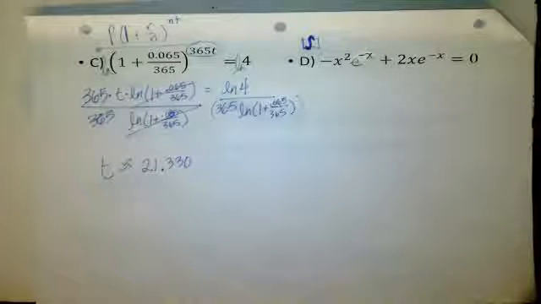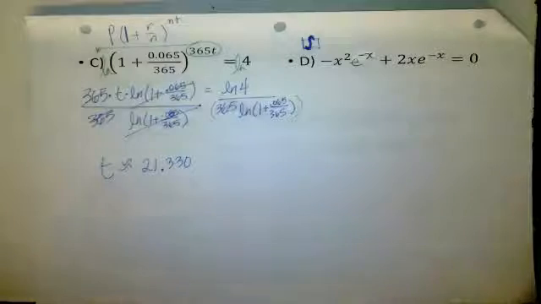So we have an equation: negative x squared e to the negative x plus 2x e to the negative x equals 0. First of all, it's set equal to 0. Always a good plan when things are set equal to 0.